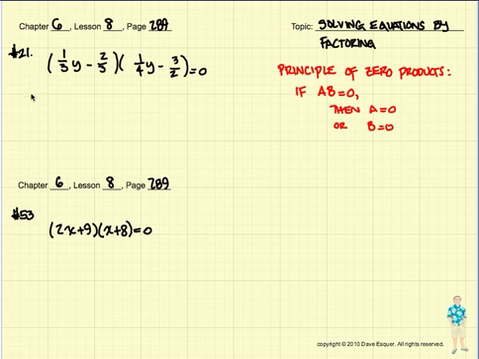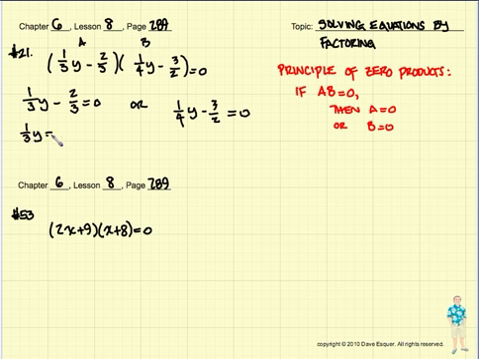So let's see what we can do. This means that either 1/3 y minus 2 over 3 is equal to 0, or 1/4 y minus 3 over 2 has to be equal to 0. This first thing in parentheses can be considered the a, the second one can be considered the b. If that's true, then 1/3 y has to be equal to 2/3. I added 2/3 to both sides, so y turns out to be equal to 2.